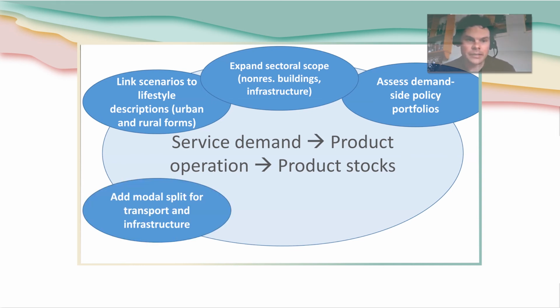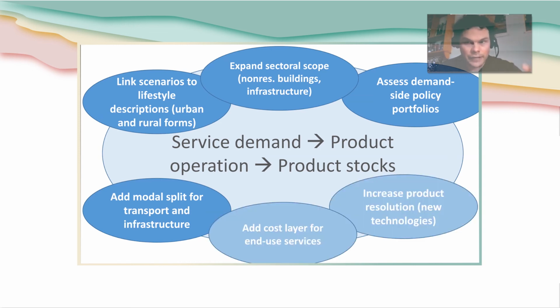The modal split between transport and infrastructure. And also infrastructure is important. Right now, we only have the passenger vehicles, but of course, there's lots of other transport, including public transport going on. And if we want to talk about rebound effects, which was included quite a few times in the questions already, we will have to add costs. At the moment, it is not a priority simply because this would be a major effort that we don't see. We would have the resources, but this is definitely also crucial.